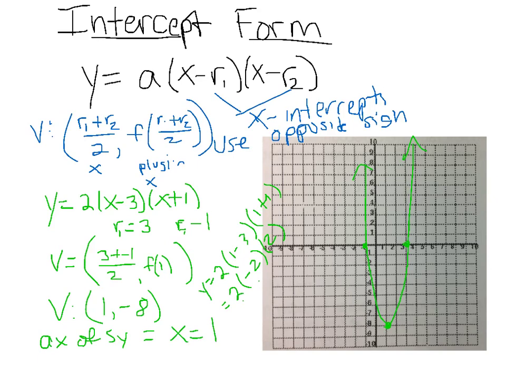So in intercept form, you plot your x-intercepts, using the opposite signs, find the average, or you can just look at your graph and know where the middle is. Then you're going to plug that x value into your original equation in order to find the y value of your vertex so you can finish drawing your graph.